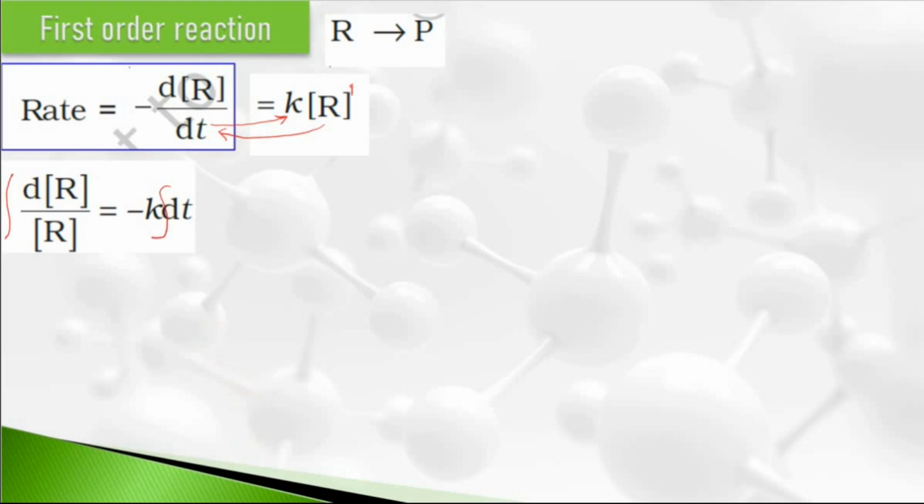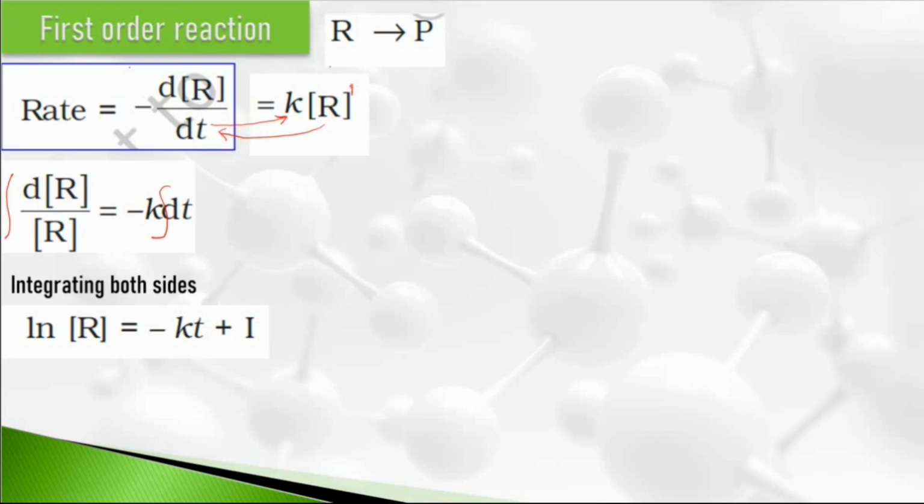On integrating both the sides of this equation, we will get the integrated form. If you remember, dR upon R on integration becomes log of R and dt on integration becomes t. So integration results into this equation: ln of concentration term is equal to minus kt plus integration constant I. Our next task is to find out the value of integration constant I.